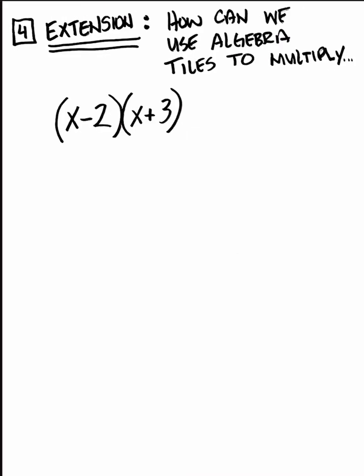So now our fourth box is an extension. How can we use algebra tiles to multiply x minus 2 with x plus 3? So what do you see differently here with these two binomials compared to the other examples that we've been doing? How do these look different to the rest?